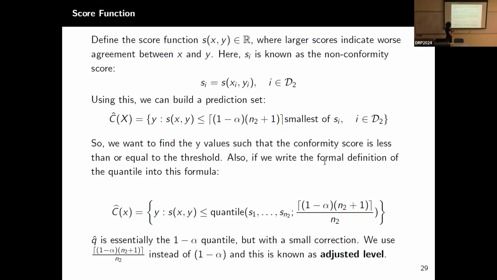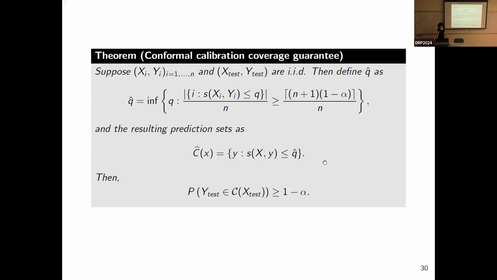By using these non-conformity scores, the residuals, we can build a prediction set like this. What we want is to find the Y values such that the non-conformity score is less than or equal to this threshold. Also, we can use the formal definition of the quantile in this formulation. So Q hat is essentially the 1 minus alpha quantile, but with a small correction. Instead of using 1 minus alpha, we use this adjusted level instead.